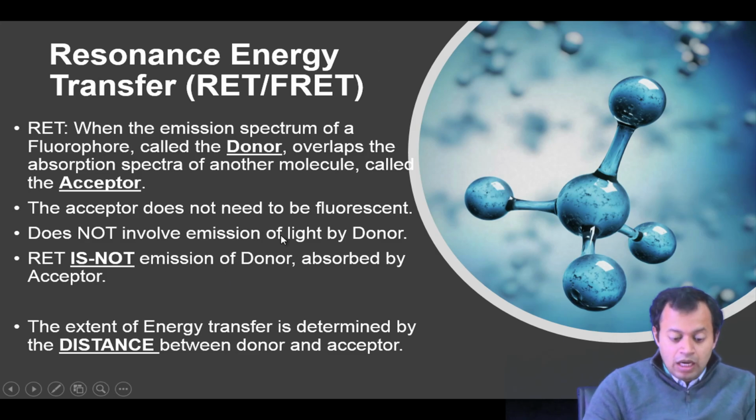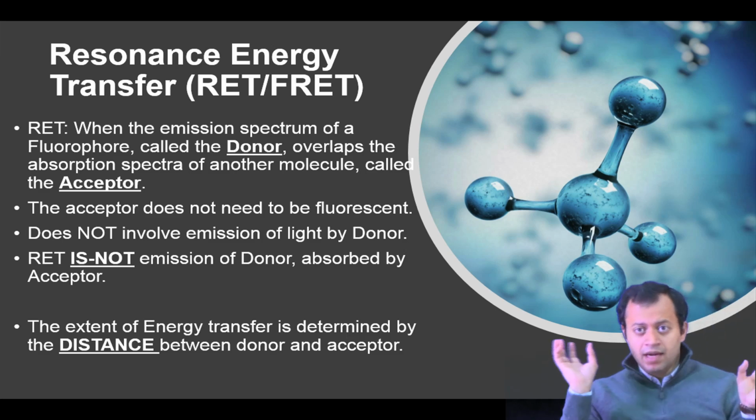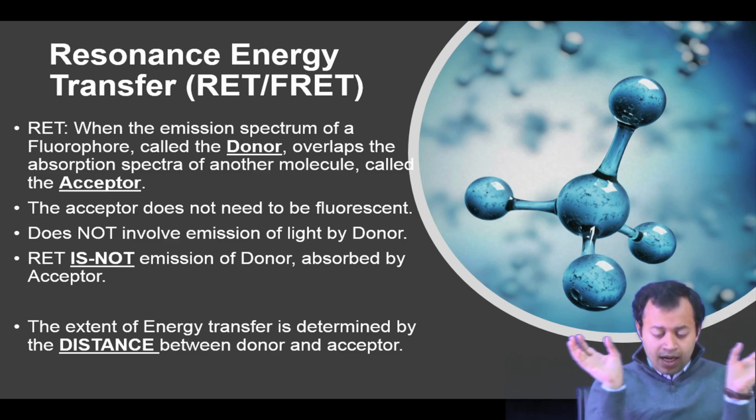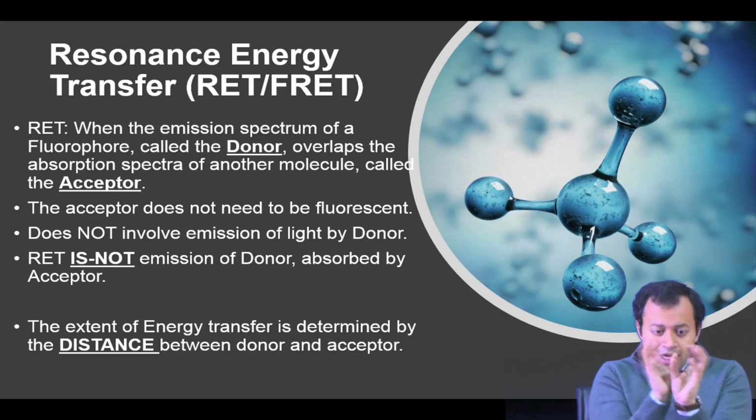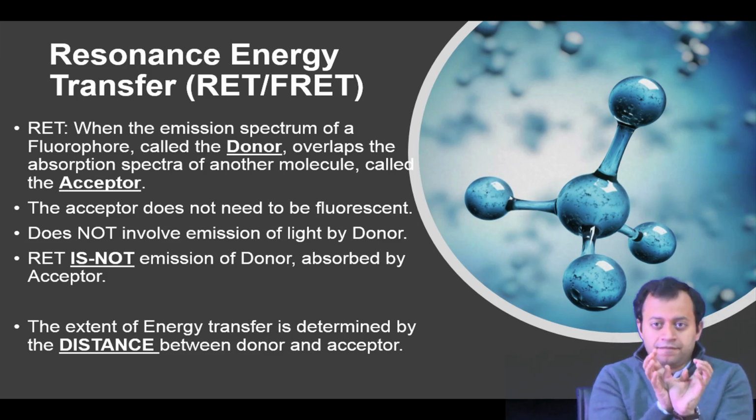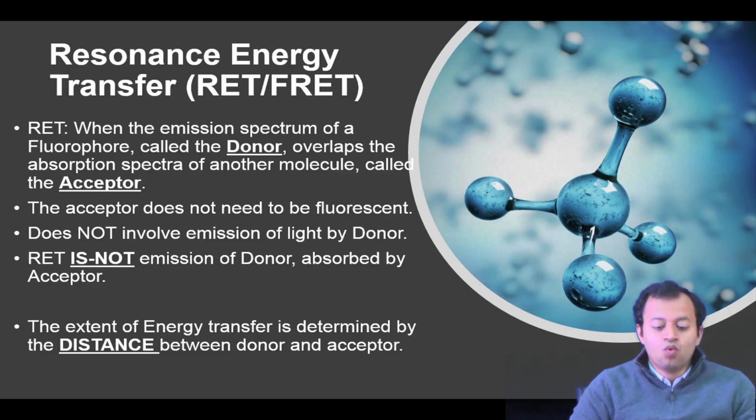However, here you need to be sure that it does not necessarily involve emission of light by the donor. It is also not emission of the donor being absorbed by the acceptor. It simply tells you about the distance between donor and acceptor, meaning if molecule A's emission matches the absorption of molecule B, unless they are close to one another, unless there is a physical interaction between them, this process does not occur. So, even in a solution with molecules A and B, if they are not close enough, this resonance energy transfer will not happen.